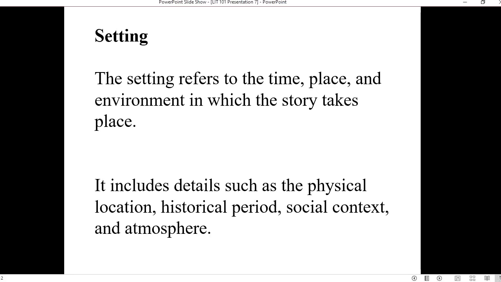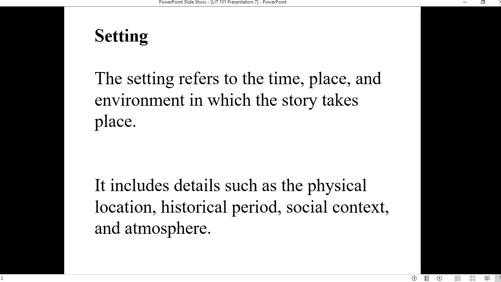So the setting, location, time, background, and historical background of a play or of a story can easily be identified based on the interaction between characters, issues raised in the story, relationships among characters, and what the background of the story is all about. These help one to identify the type of setting that we are talking about.